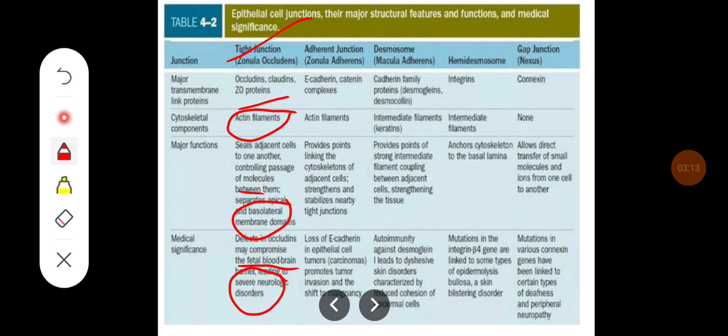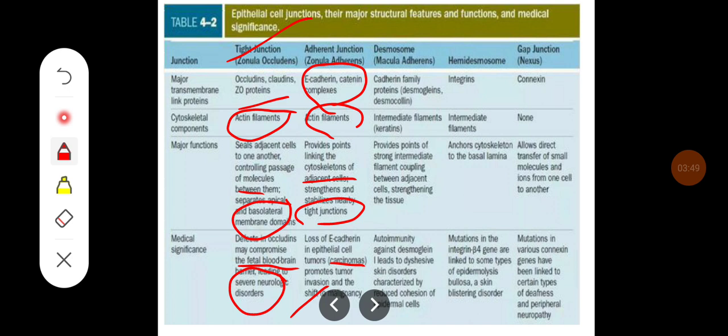Whereas adherence junctions are also called zonula adherens. The major transmembrane proteins are E-cadherin catenin complexes, and they use actin filaments as cytoskeletal components. They provide points linking the cytoskeletons of adjacent cells. They strengthen and stabilize the nearby tight junctions. Loss of E-cadherin in epithelial cell tumors, that is in carcinoma, promotes tumor invasion and shifts them to malignancy.